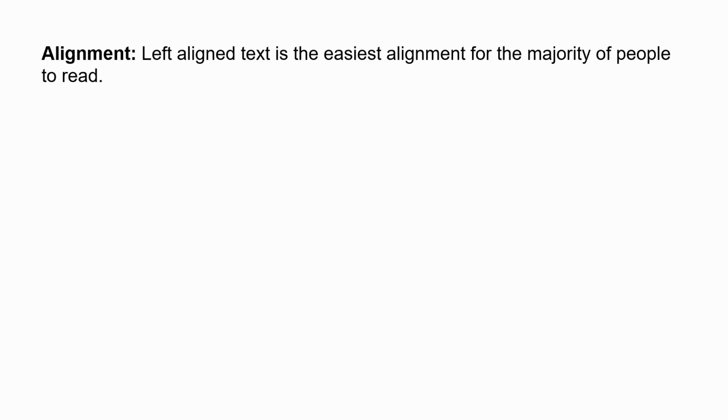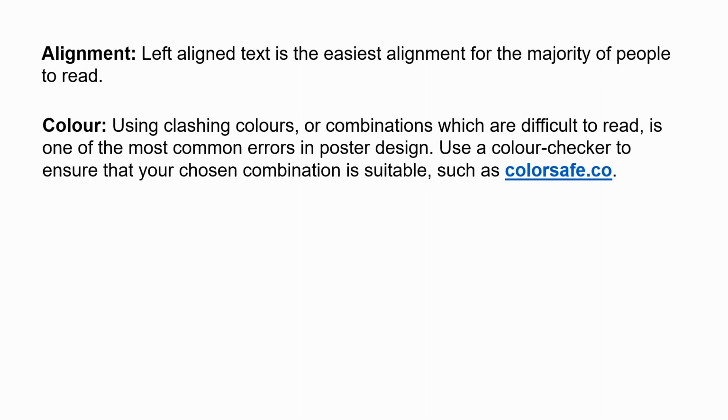Now, some other aspects that will be good to follow in your slide design. So the alignment of text, left aligned text is the easiest alignment for the majority of people to read. There may be some instances where you do use centered text or fully justified text. The color, using clashing colors or combinations which are difficult to read is one of the most common errors in poster design or slide design. Use a color checker to ensure that your chosen combination is suitable, and you've got a link there to check for color safe if you would like to.